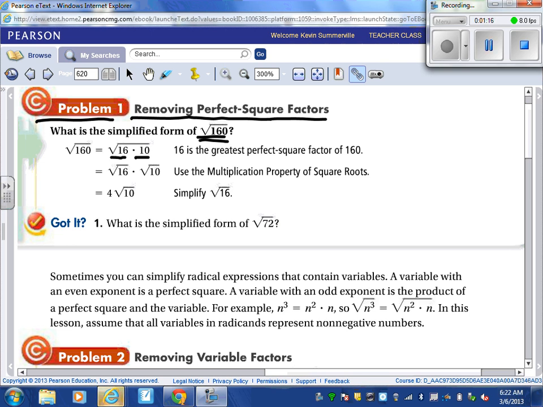So we have the square root of 16 times the square root of 10. And the square root of 16 is 4. So since you cannot break down the square root of 10, your final answer is 4 square root 10.